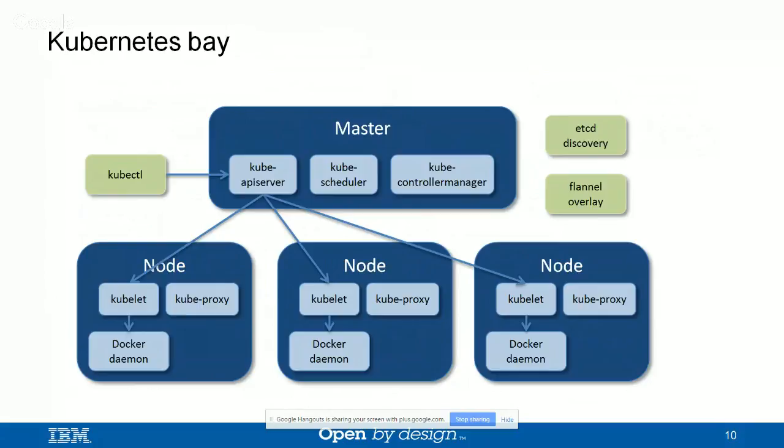Flannel overlay is a networking layer that is used by Kubernetes. Basically, it provides a flat network space among all the containers in the nodes there. So that's what a Kubernetes bay looks like.